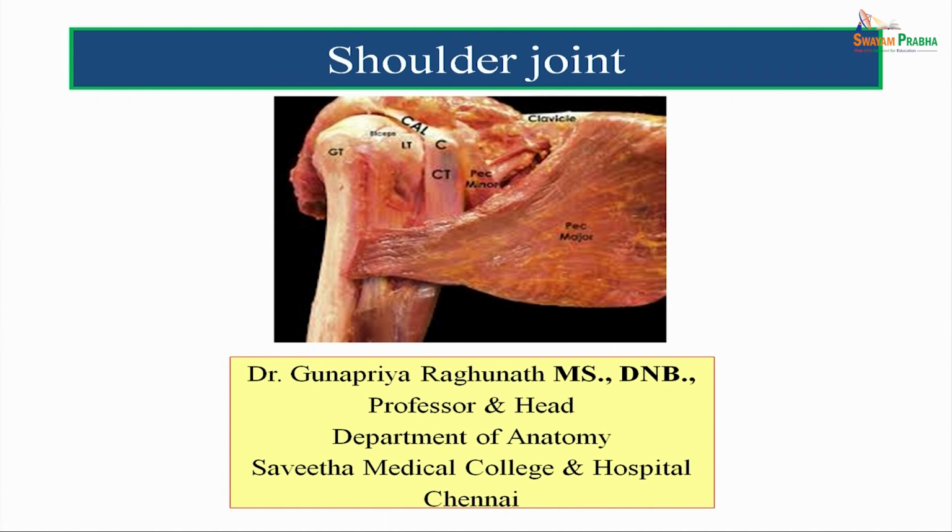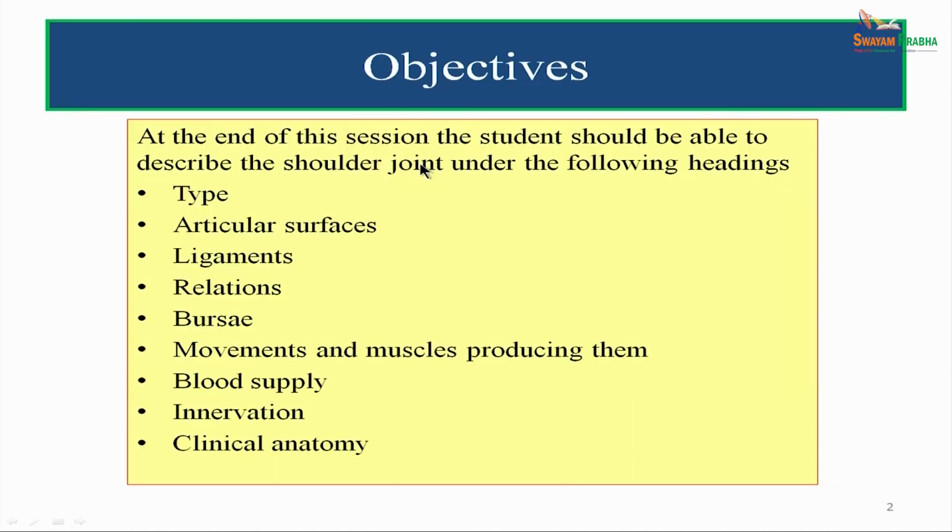In today's session, we will be discussing the shoulder joint, one of the most important joints in the human body. What you're seeing here in the picture is a shoulder joint, where you can see the scapula, the glenoid cavity of the scapula, and the articulating hemispherical head of the humerus. Let's move on to the topic now.